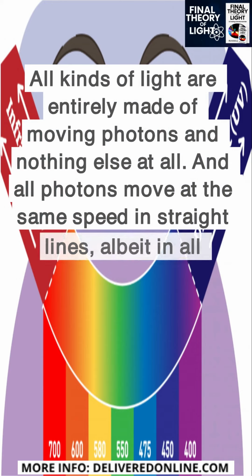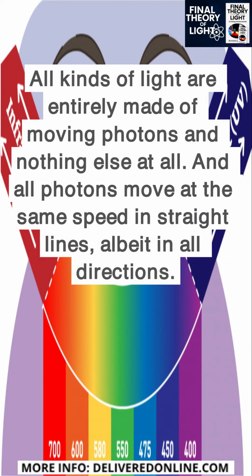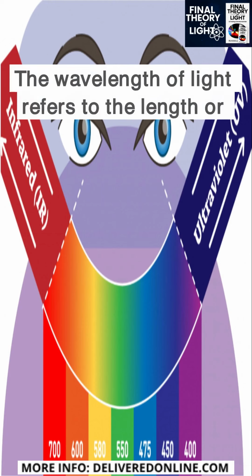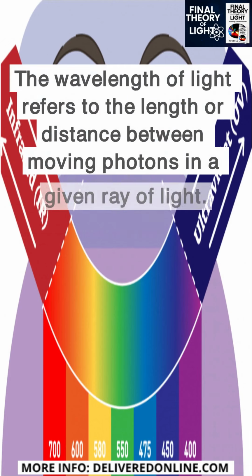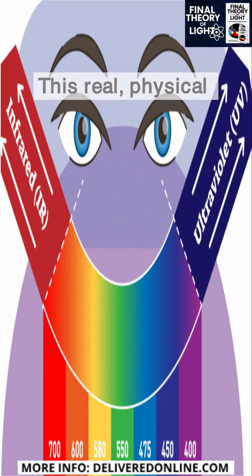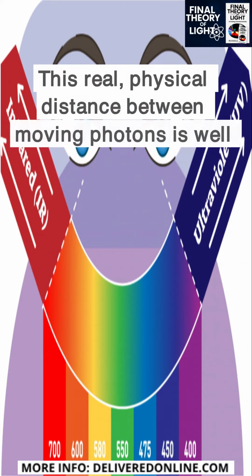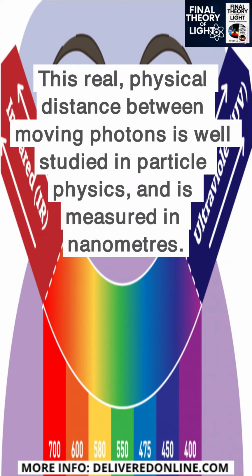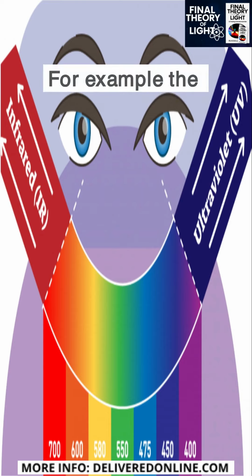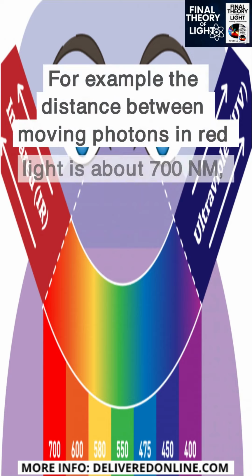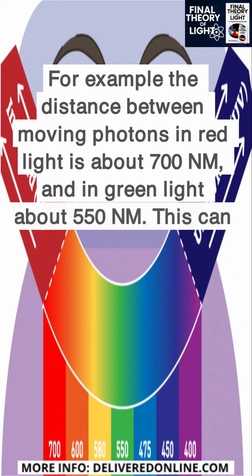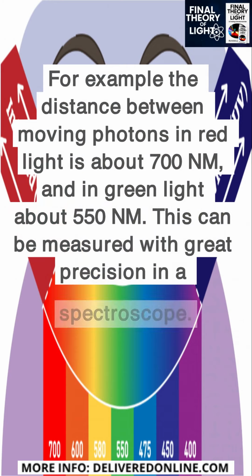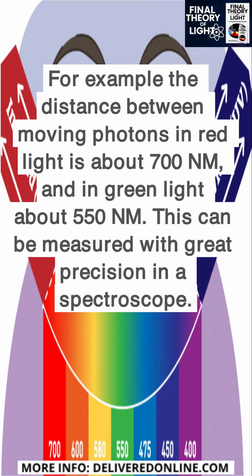And all photons move at the same speed in straight lines, albeit in all directions. The wavelength of light refers to the length or distance between moving photons in a given ray of light. This real, physical distance between moving photons is well studied in particle physics and is measured in nanometers. For example, the distance between moving photons in red light is about 700 nm, and in green light about 550 nm. This can be measured with great precision in a spectroscope.